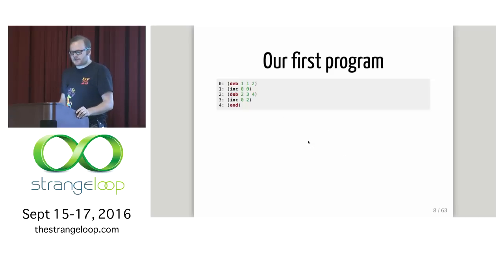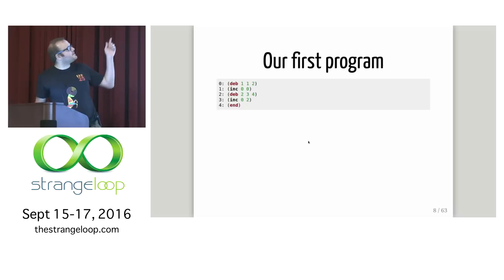Our first program looks like this: 5 instructions indexed from 0. We decrement and branch on register 1, and then we go to line 1, or if it's already 0, we go to line 2.